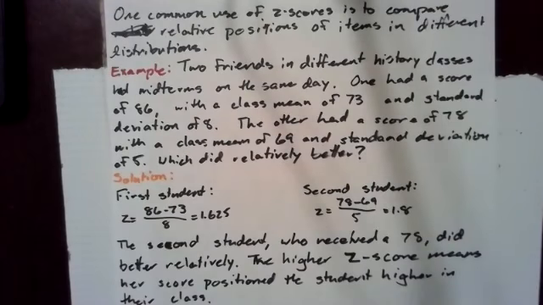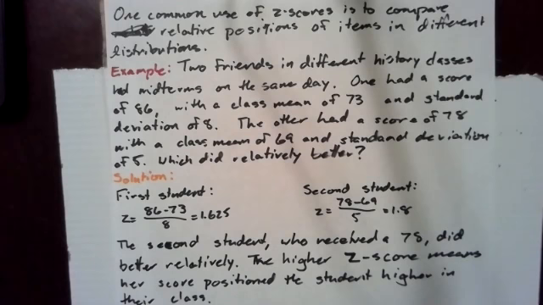One common use of Z-scores is to compare relative positions of items in different distributions. For example, 2 friends in different history classes had midterms on the same day. One had a score of 86 with a class mean of 73 and standard deviation of 8. The other had a score of 78 with a class mean of 69 and standard deviation of 5.